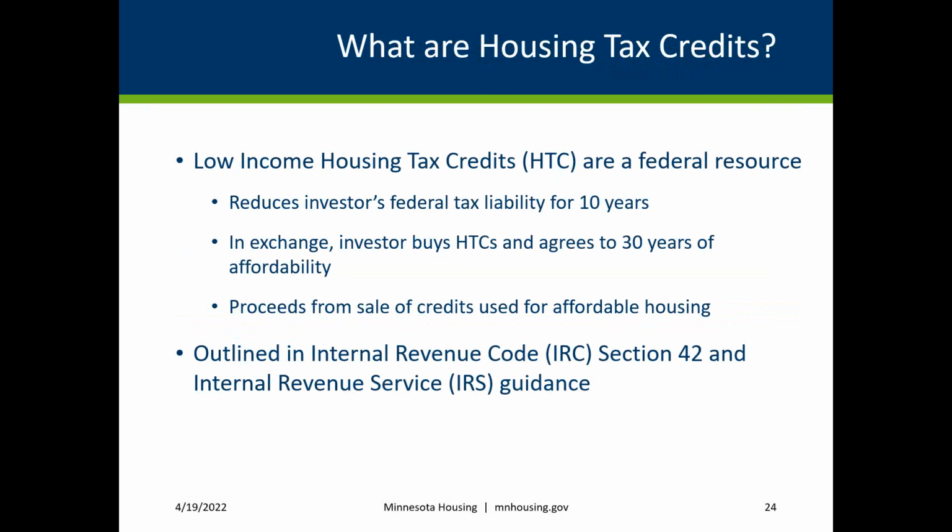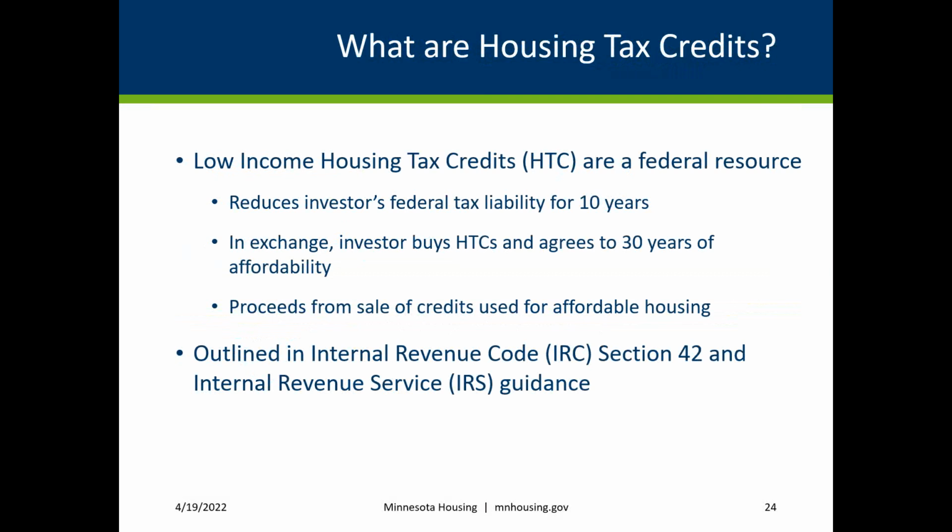So the Low-Income Housing Tax Credit Program is one of the principal federal mechanisms contained within tax law for the acquisition, substantial rehabilitation, and new construction of low-income rental housing. The HTC program provides tax credits to companies and individuals that invest in affordable rental housing, reducing their federal tax liability by the amount of the tax credit for 10 years. In exchange for this reduction in tax liability, investors purchase the tax credits and agree to keep units affordable to households at certain income levels.